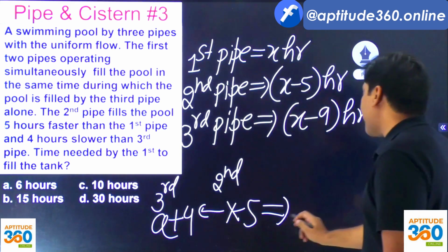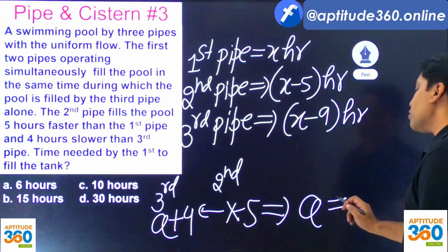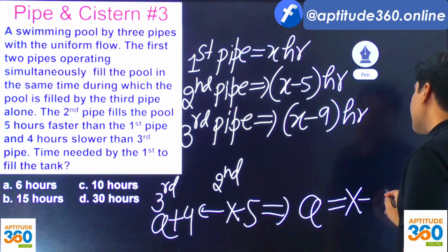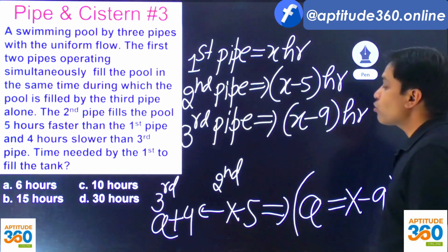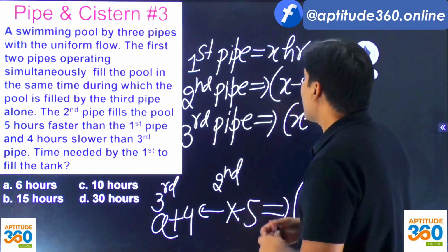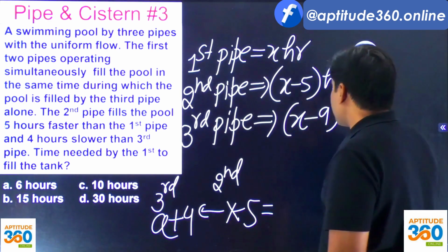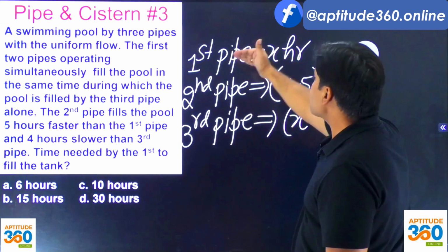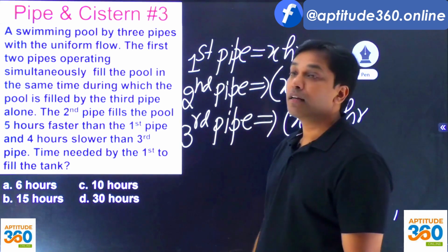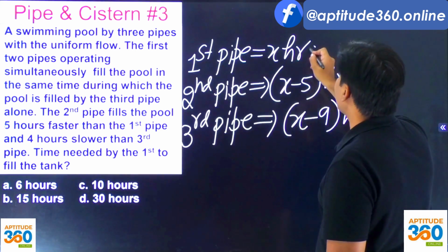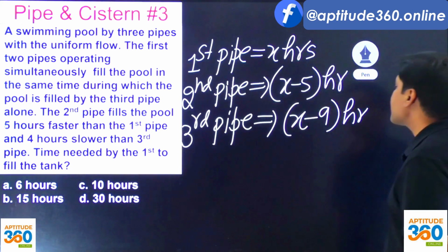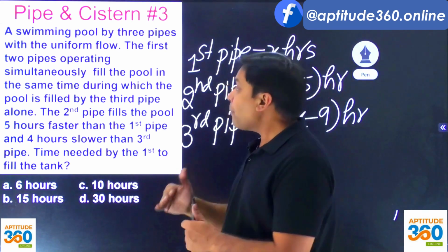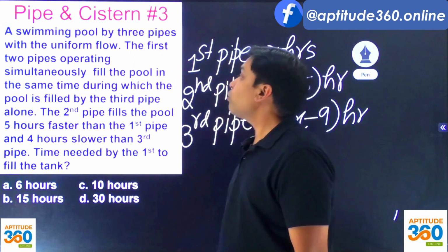So if you need to find out what is going to be the value of A, because you want to find out everything in terms of X, so this is going to be what? X minus 9 is going to be the value of A. So अब आपको ये पता चल गया कि if the first pipe takes X hours, the second pipe is going to be taking what? X minus 5 hours and the third pipe is going to be taking X minus 9 hours. अब इसके बाद में इस स्टेटमेंट को आप यूज करो. वो क्या बोल रहा है?